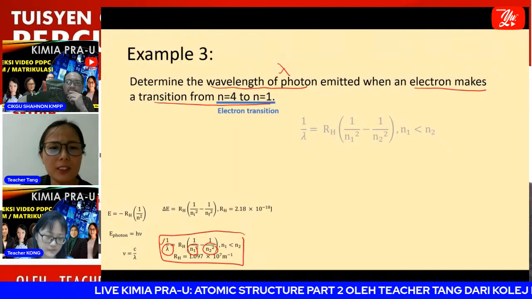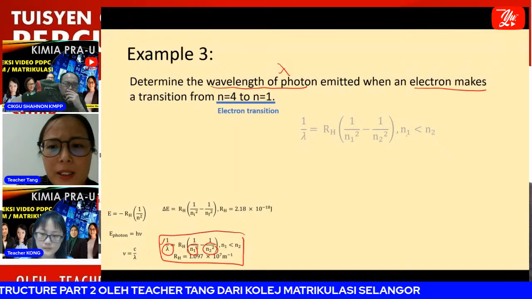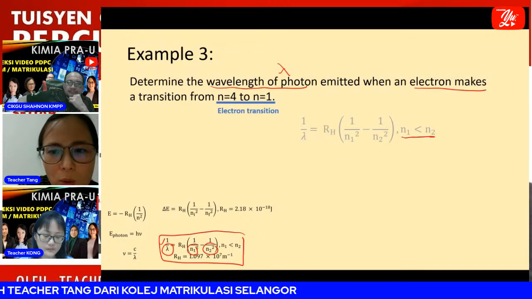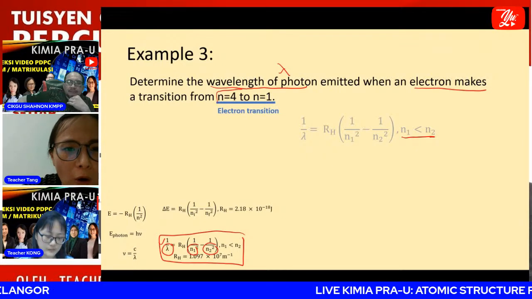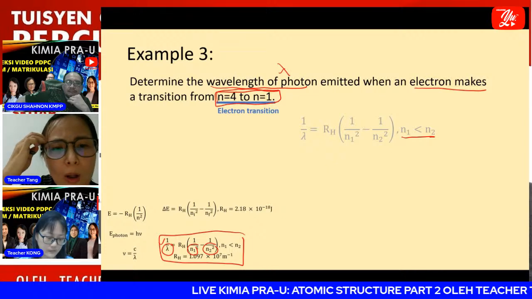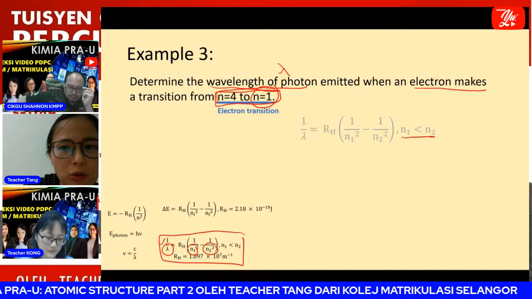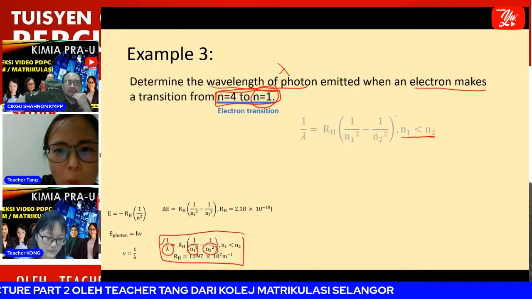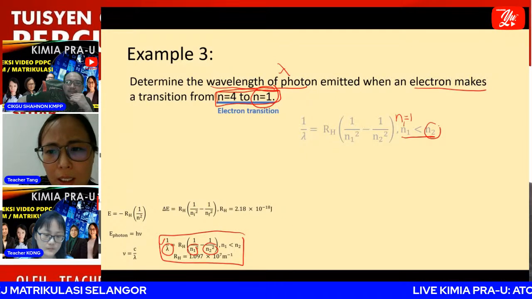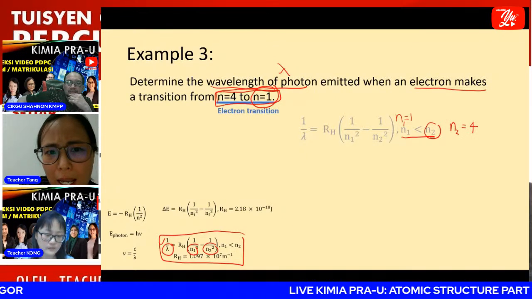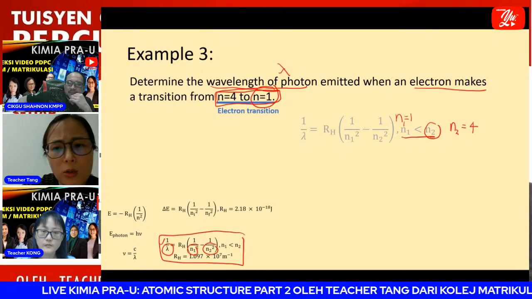For this formula, you need to be very careful because the formula defines that n1 must be smaller than n2. We have n equals 4 and n equals 1. Which one is smaller? Can you see that n equals 1 is smaller than n equals 4? So n equals 1 should be your n1, and n equals 4 is your n2. After determining this, we just need to put it into the equation.